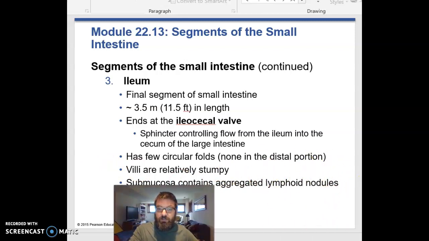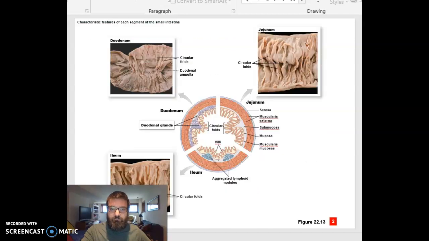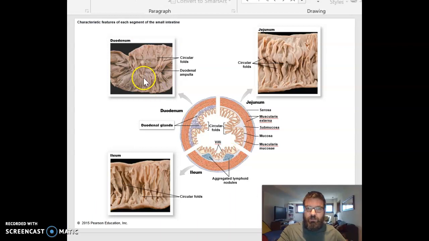This makes sense because you have been collecting bacteria along the way. And again, most of them are not necessarily harmful, but they could be, and it's important to have lymphoid nodules along the way. So as you get to the ileum, which is the last part of the small intestines, we have lots of these. So this is an actual look at your duodenum, your jejunum, and your ileum, and you can see how many more circular folds, how much more surface area, how much bigger the villi are there in your jejunum.